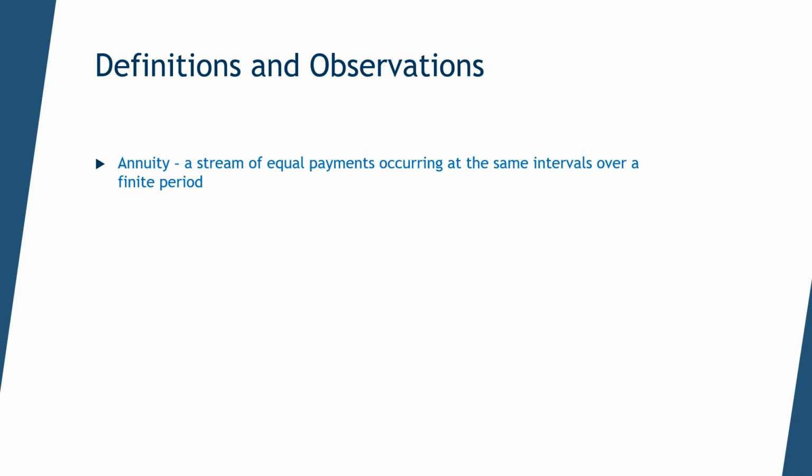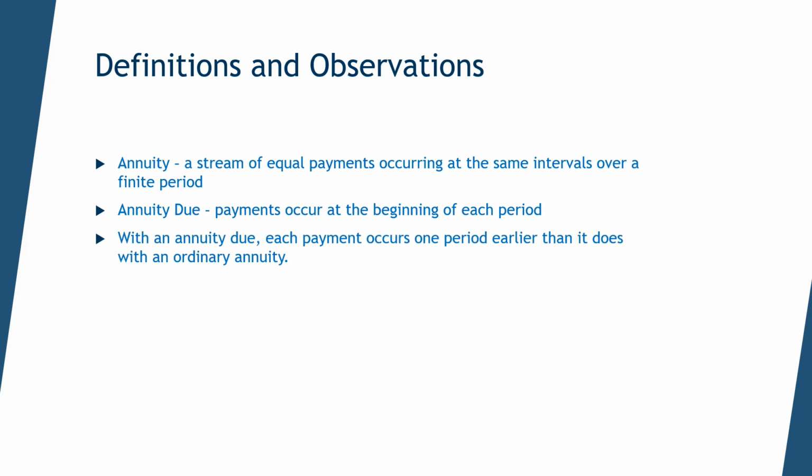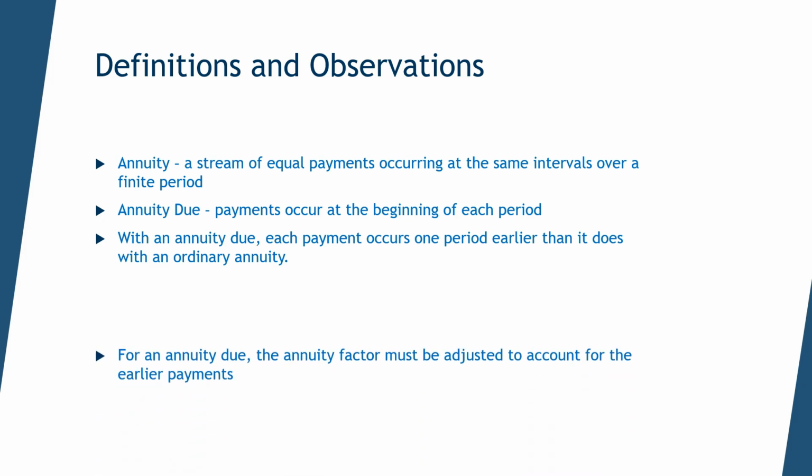Just to refresh our memory, an annuity is a stream of equal payments that occur at the same interval over a finite period. So maybe they're monthly or quarterly, they occur over 5 years, and that cash flow is going to be the same amount. Now, an annuity due, which we're looking at in today's lecture, has payments that occur at the beginning of each period as opposed to the end of each period, which is what we saw with an ordinary annuity. So we have to adjust for that, and it's occurring one period earlier. This is what we essentially are getting at when we have to make a mathematical adjustment to the annuity factor.